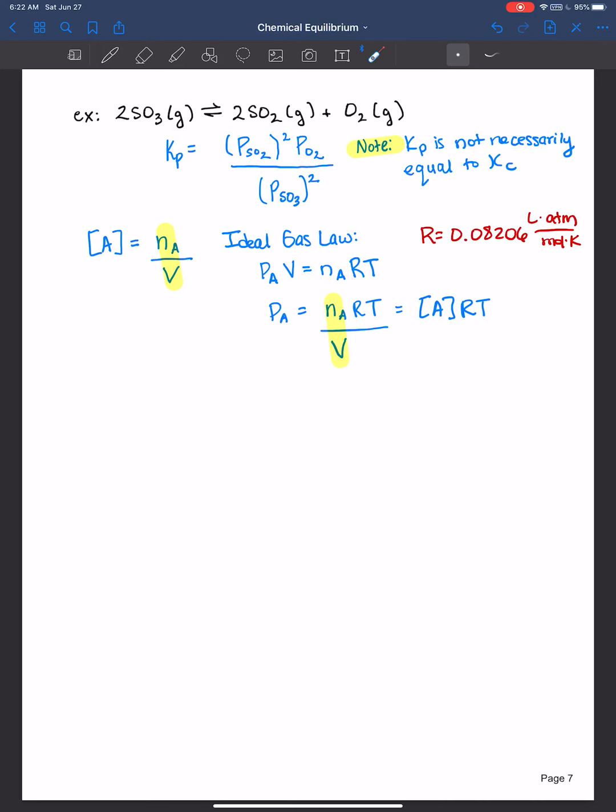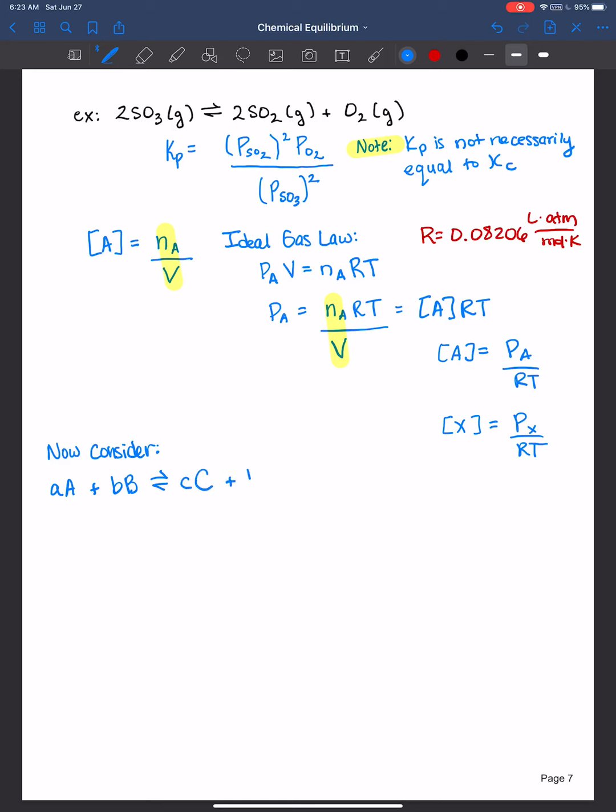You could rearrange this to solve for the concentration of A is equal to the partial pressure of A over RT. And I want to make this even more generic and just say the concentration of X is equal to Px over RT, because I want us to investigate a chemical reaction. So let's now consider aA plus bB gives us cC plus dD.